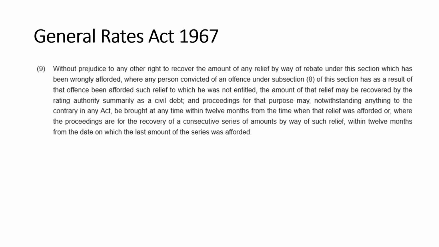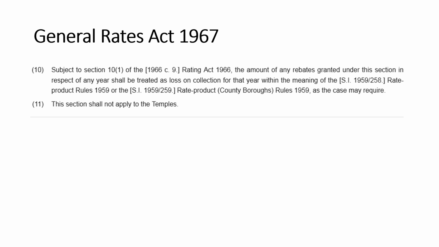Now it says, without prejudice to any other right to recover the amount, any relief made of a rebate order under section which has been wrongfully afforded, where a person is convicted of an offense under subsection 8 of the Act, as a result of the offense being afforded such relief which he was not entitled. And then it carries on. Okay, you can pause this to read it. Again, pause this if you want to read it.